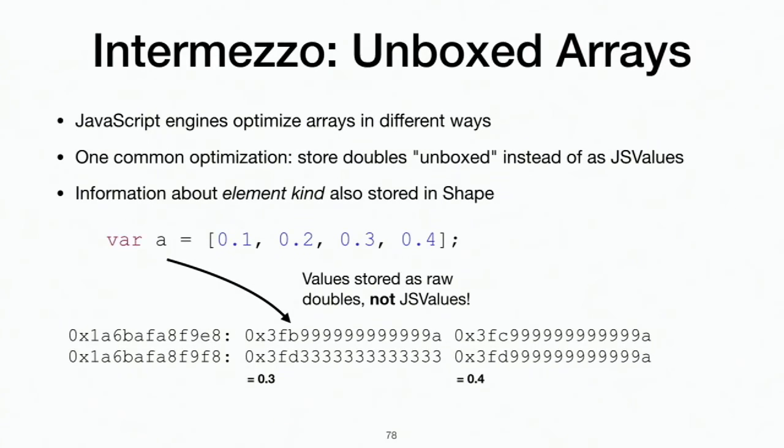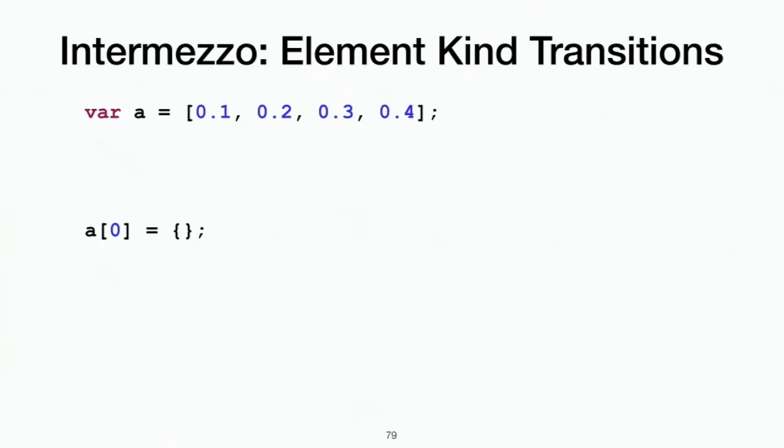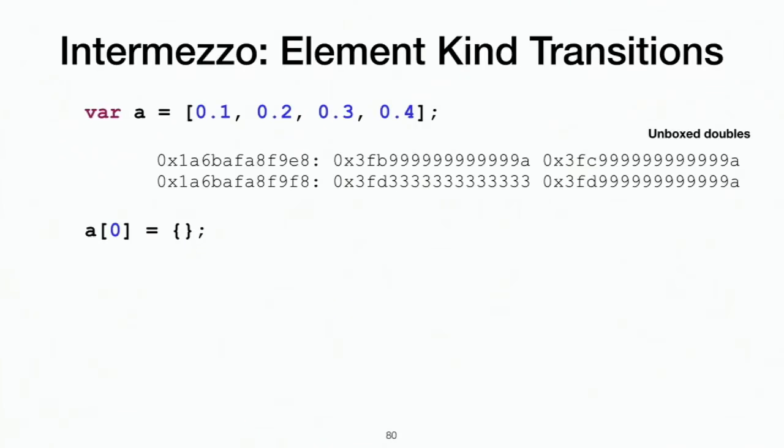So if you look at the backing storage of this array in a debugger, maybe you would see that it just stores raw doubles. And this information is also stored in the shape. So here for this array, the shape tells us that it's storing unboxed doubles. So that brings up the question, well, what happens if we store something that's not a double in such an array? And well, what happens? So first, before that, we only have these unboxed doubles in our backing storage.